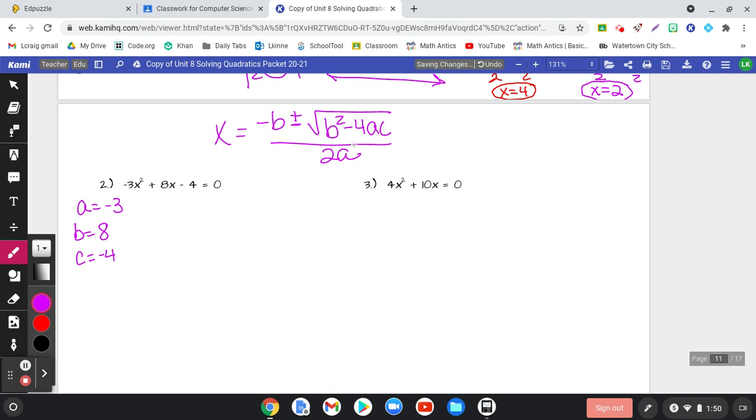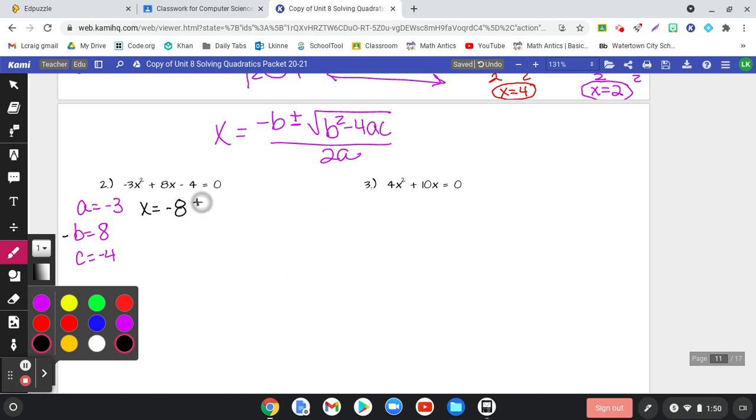Do you have to memorize this? No, it is given to you. All you literally have to do is copy it down. So let's copy it down, but now instead of using A, B, and C, we'll use our values. So instead of negative B, we're going to have negative 8. Keep your plus or minus. Nice big square root. B squared, 8 squared, minus 4 times, instead of A, we're going to have negative 3. Instead of times C, we're going to have times negative 4. And again, yeah, it looks a little scary right now, but it works every time, and the calculator is going to help you out. All right, in the bottom, we have 2 times A, so it would be 2 times negative 3.